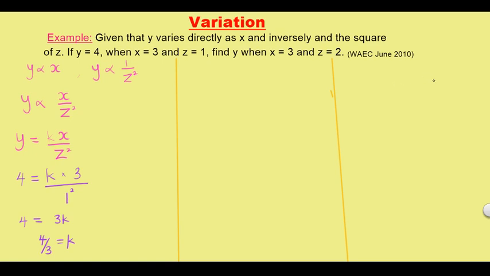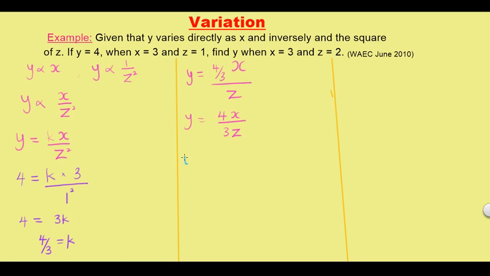Now that we know that, we can say the relationship will be y equals 4 over 3 times x, all divided by z, which we can say y equals 4x divided by 3z, right? That's the relationship. Now we have a further question that says we should find the value of y when x is equal to 3 and z is equal to 2.